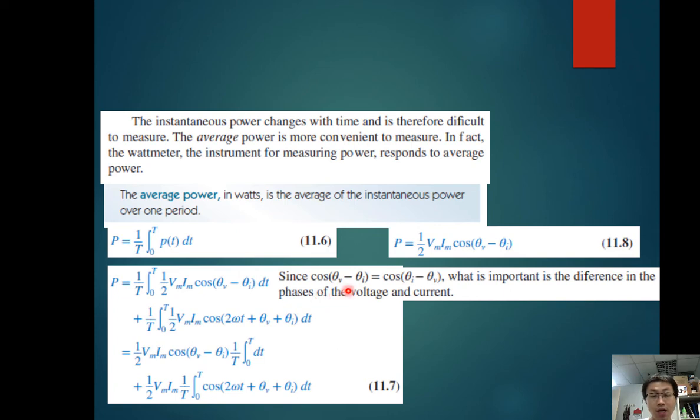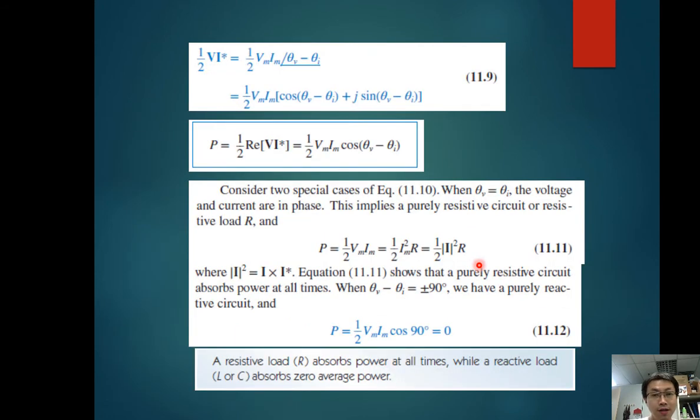Since cos(theta_v minus theta_i) equals cos(theta_i minus theta_v), what is important is the difference in the phase of the voltage and the current. So we found that P equals half Vm times Im cos(theta_v minus theta_i). This is the final equation. You just need to remember this one. We can also put it in phasor form like this: P equals half the real part of V times I conjugate. So we can put it like this: half Vm Im cos(theta_v minus theta_i).